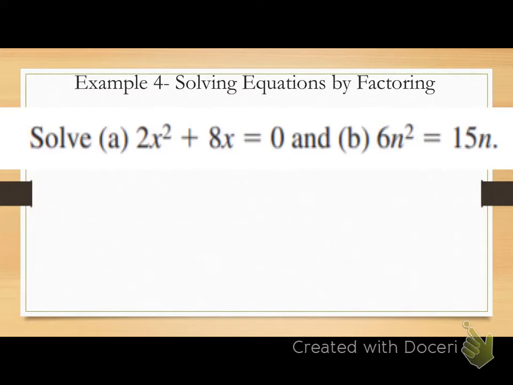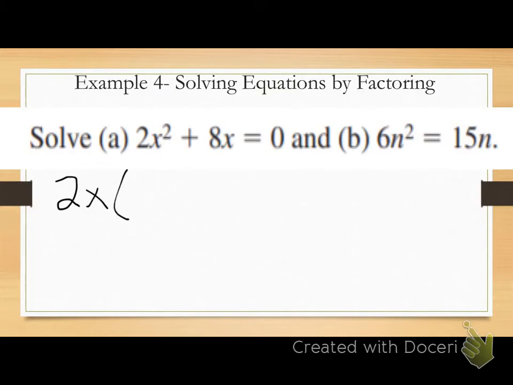We're looking at our coefficients. What are our two coefficients here? 2 and 8. What's the biggest number that goes into both 2 and 8? 2. So I'm factoring out a 2. How many x's do we have in common in both of our terms? 1x? So there's my GCF of my polynomial. Everyone got that? Similar to yesterday, correct? Or that's the exact same as yesterday.